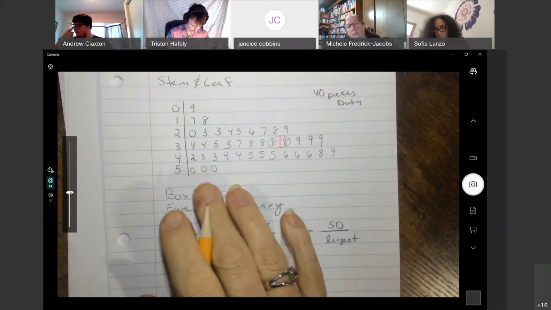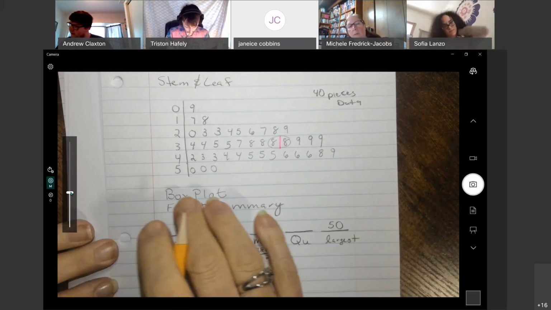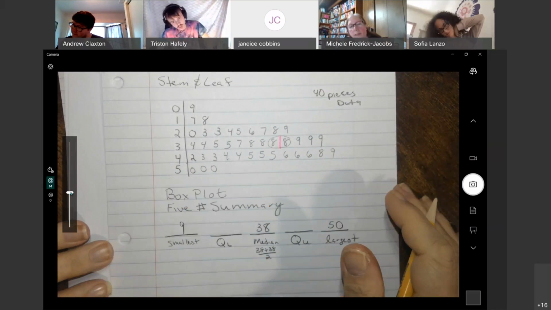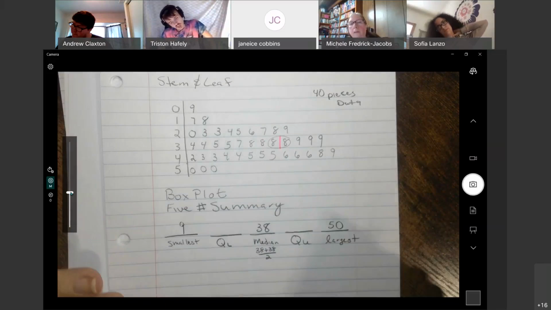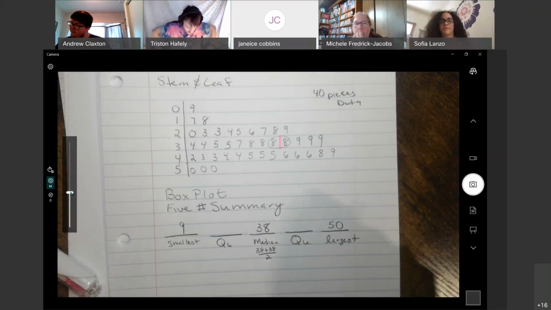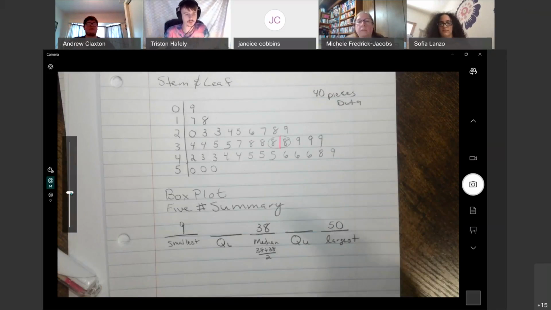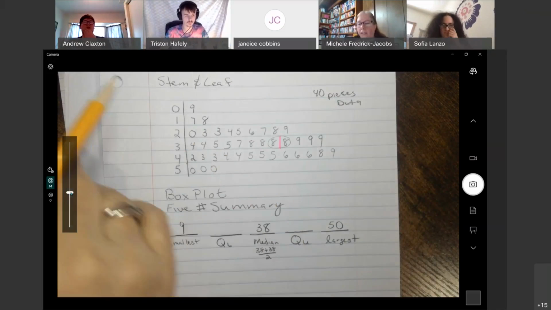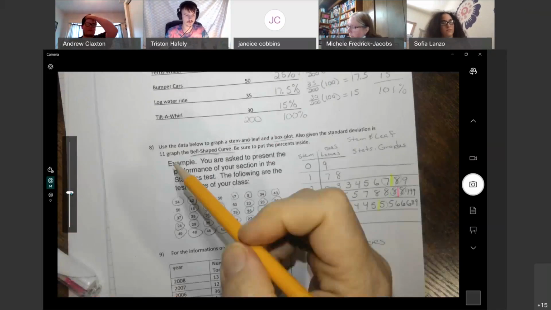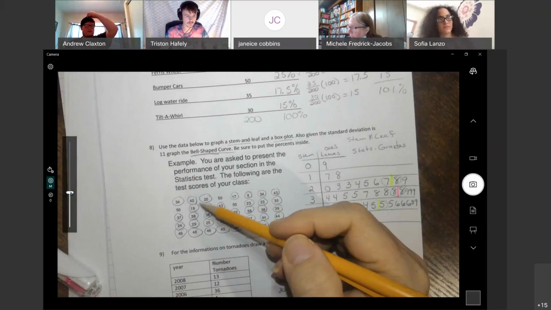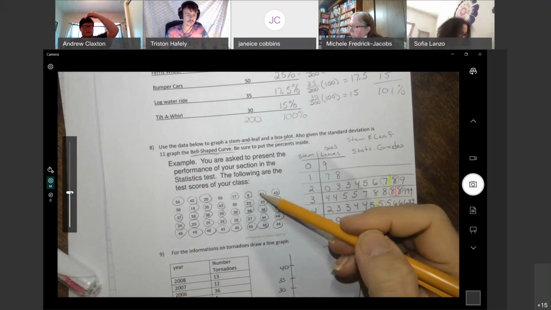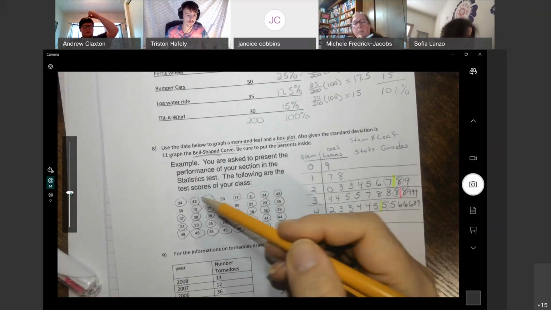Now, if it's confusing doing it with the stem and leaf, you could write all of them in order and then find the middle. How did you get the 40 pieces again? Count how many there were. I used this because they're in groups of 5. I counted by 5. 5, 10, 15, 20, 25, 30, 35, 40. So you're just counting how many there are.